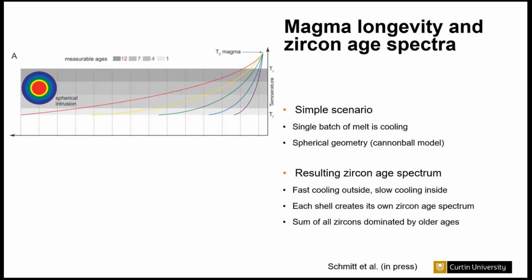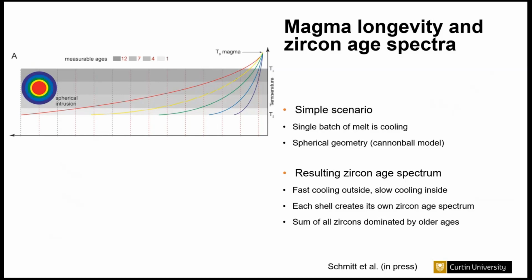This is a very, very simple scenario where we have a batch of magma, a spherical geometry of magma that sits in the crust and that cools. So we have a thermal gradient. The outside is cold, the inside is hot. In this diagram we don't care about the geothermal gradient, so this is a very unrealistic scenario.